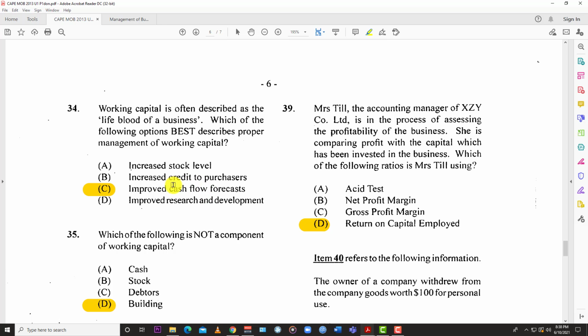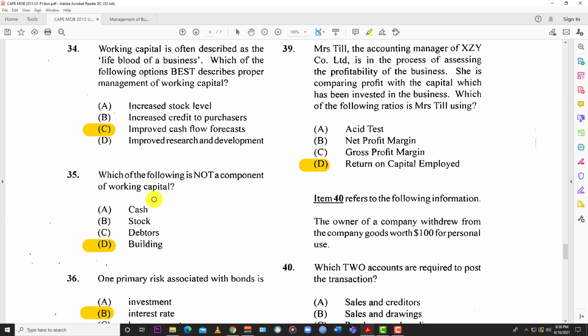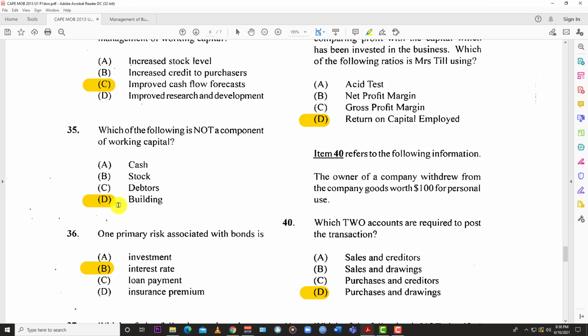So C. 35. Which of the following is not a component of working capital? And again, the answer is D. Why? This is actually fixed.